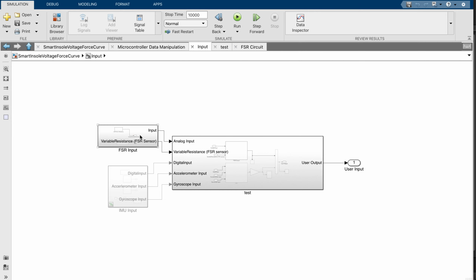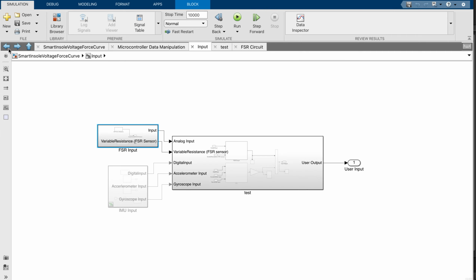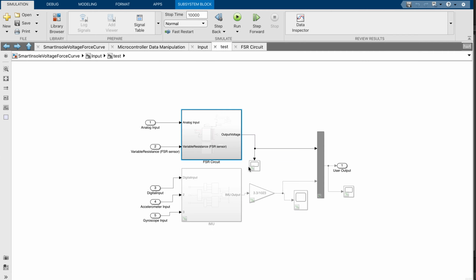So the FSR input is over here, and you can see what they're doing. They've got this model. Again, this is very simple to do. What they did is they constructed a force versus resistance curve here, and then to go back, you hit the back arrow, and then the next thing that they said to do is go to the test block, all right, and then look at the FSR circuit.